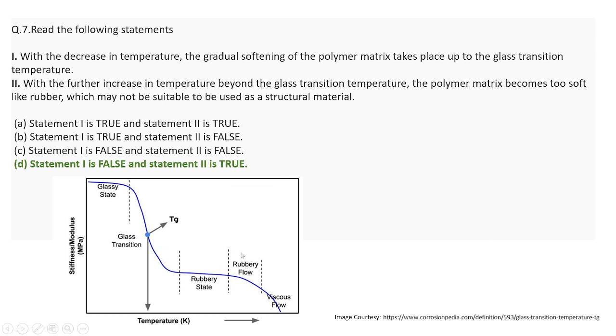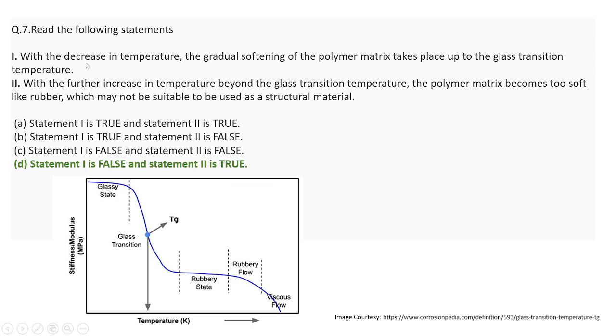As you can see from the graph here, between the stiffness or modulus and the temperature, as the temperature increases, this is the graph of any polymer, and the matrix is a polymer. So we can see that as the temperature increases, the stiffness and the modulus of the polymer decrease. Initially it decreases and it is in a glassy state, and then it reaches a point that is called the glass transition point, and after that it turns into a rubbery state.